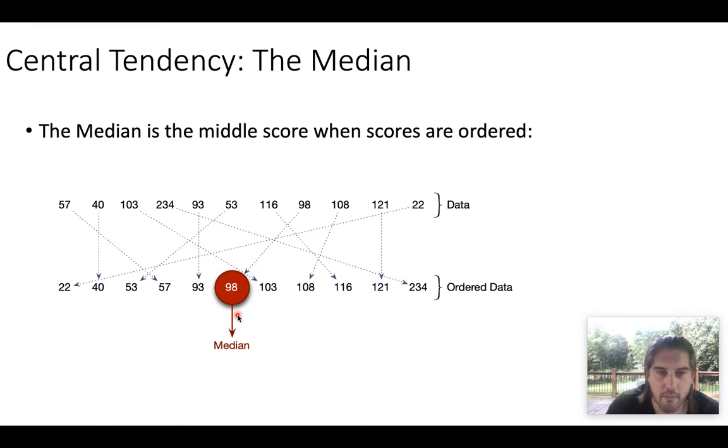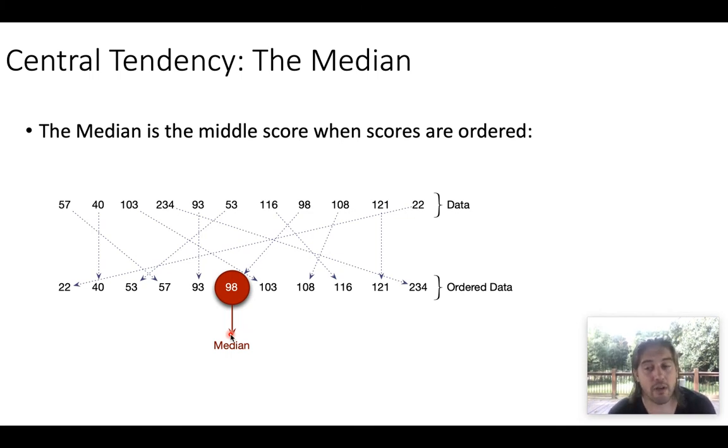So if we take our Facebook friend user data and we order it starting with the lowest number on the left and sequentially with the highest number on the right, we find the middle point, right? And that's our median. So our median is 98. This will happen when you have an odd number of data points, right? We had 11, so we have a midpoint.